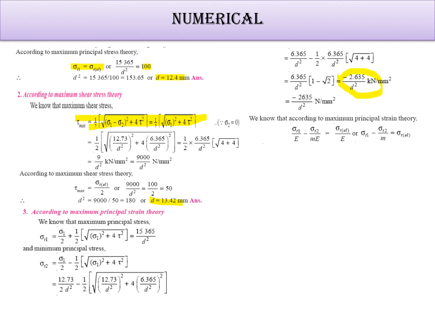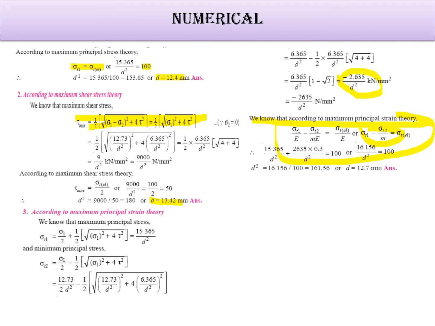Now put this value in the formula. Okay, we have the formula here. Sigma T1 by E minus sigma T2 by mE equal to sigma TEL by E. So you will get this sigma T1 minus sigma T2. This is the one formula. Don't use this one. This is the good one. So put the values and just solve it mathematically. If you solve, you will get a value of 12.7 mm.